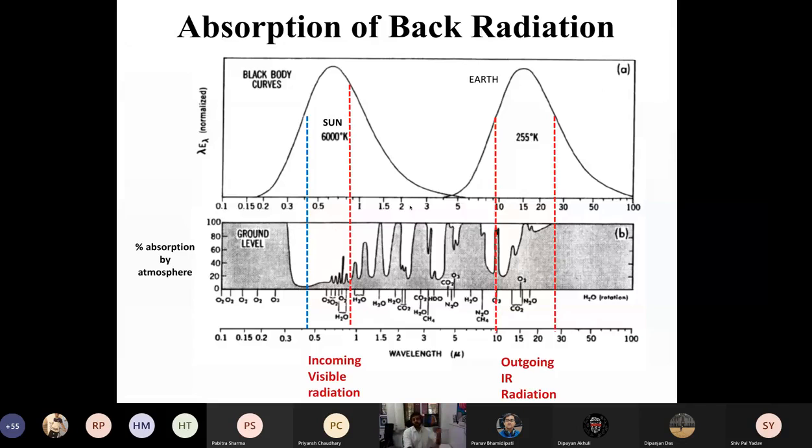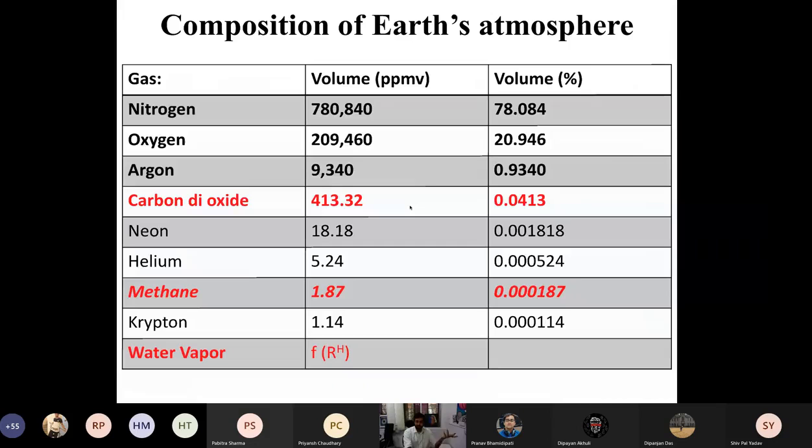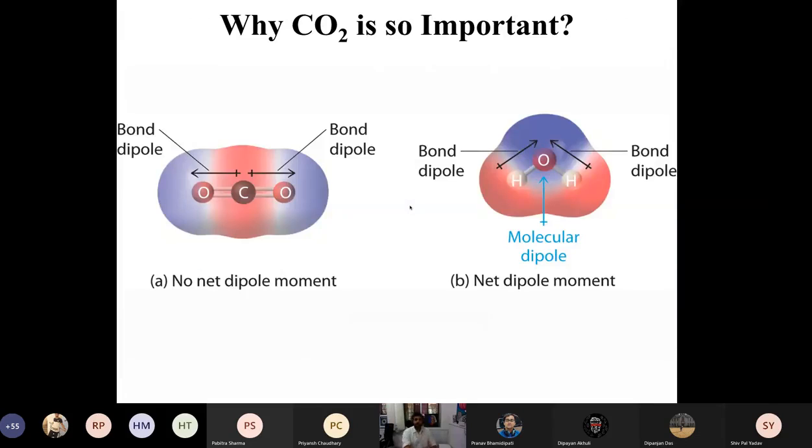The incoming visible radiation comes through the atmosphere, but the back radiation in the IR wavelength is being absorbed by the greenhouse gases. Among the greenhouse gases, the more important ones are carbon dioxide, methane, and water vapor. Water vapor concentration of the atmosphere is variable, which varies as a function of its relative humidity. Now, why are CO2 and water vapor so important?